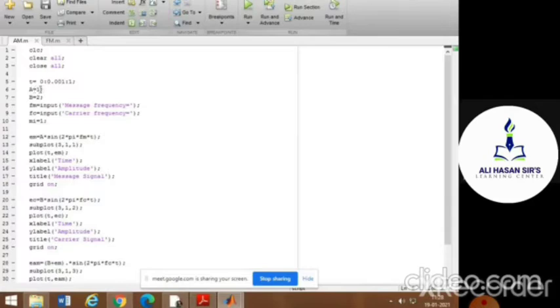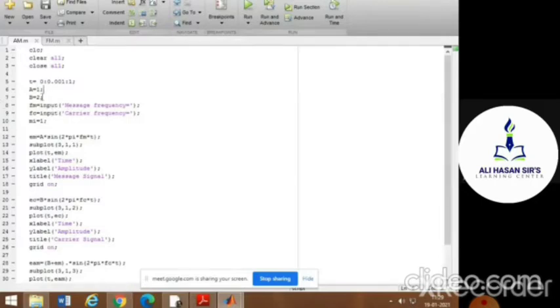Then I have used subplot. Subplot means we have to plot the graph. After putting this, 3 means there will be 3 graphs you can put in one page, and in the first row, first column, that's why I have written 1 1. Then plot t comma Em. It will give you a graph between modulating signal and time, where the x label indicates the time and the y label indicates the amplitude. Then the title of the graph will be message signal.